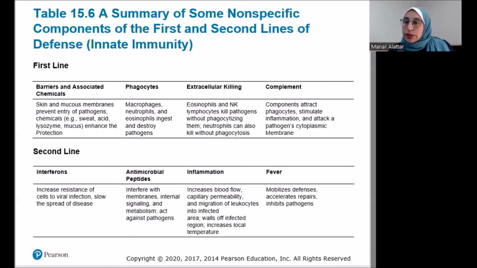And so in chapter 16, we're going to talk about adaptive immunity, specifically focusing on those T and B cells of the immune system that we just glossed over and mentioned in today's lecture.